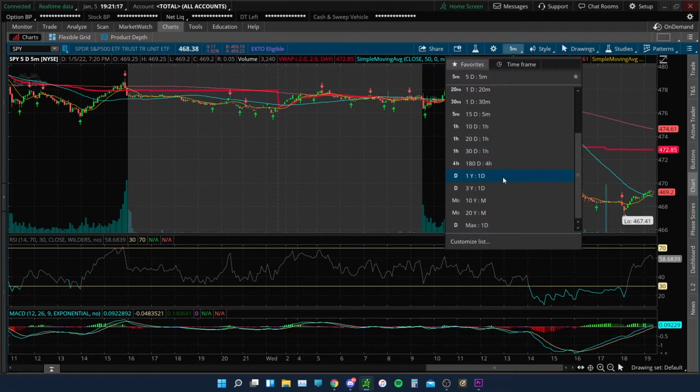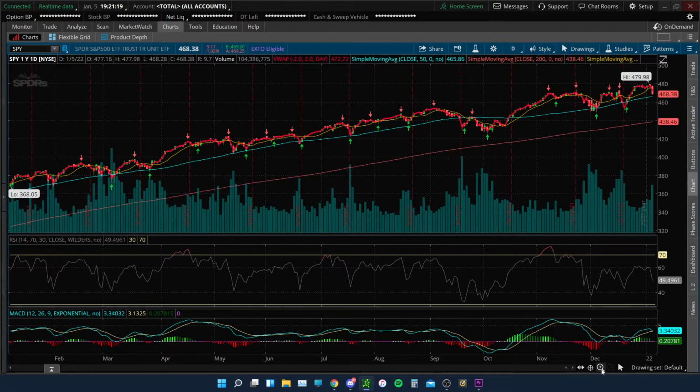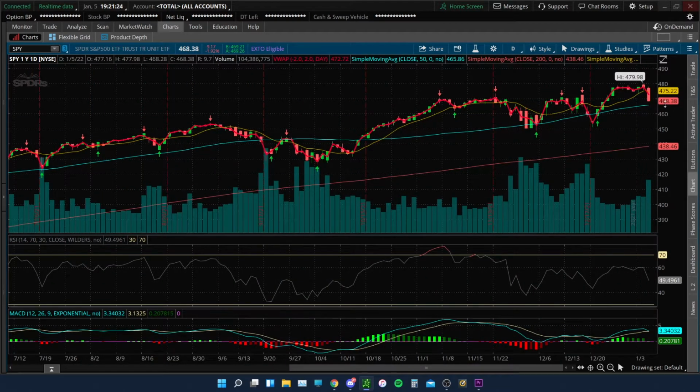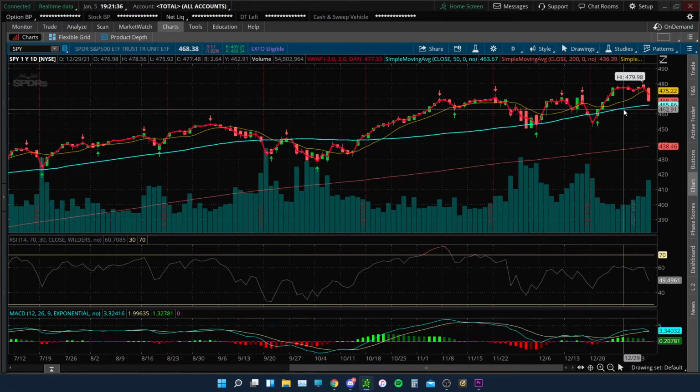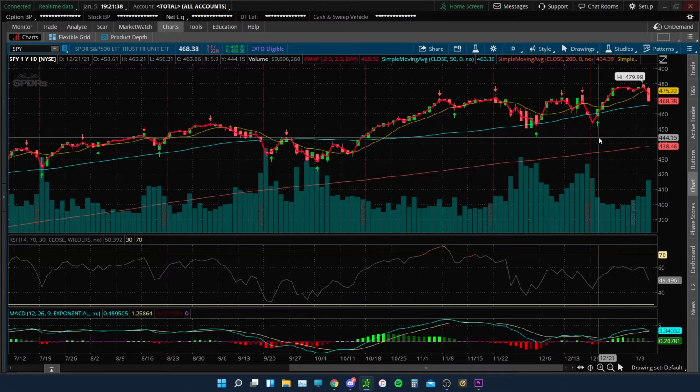So let's look at the overall yearly chart on this one. We can see that markets are at 468 right now. Let's just call it about the 470 area. And we see the 50 SMA and 200 SMA not being tested too much yet. We see the 50 tested, but not really a huge breakdown below that.